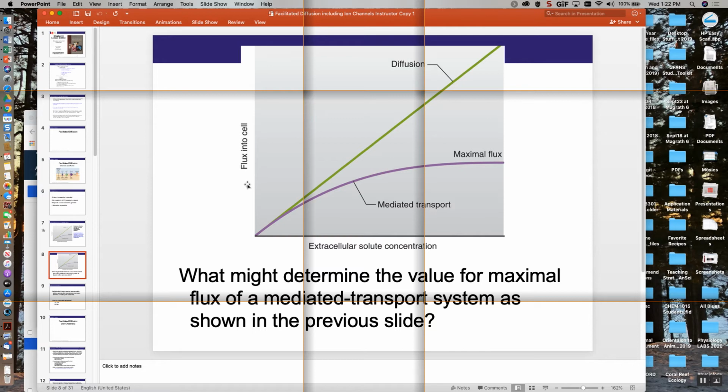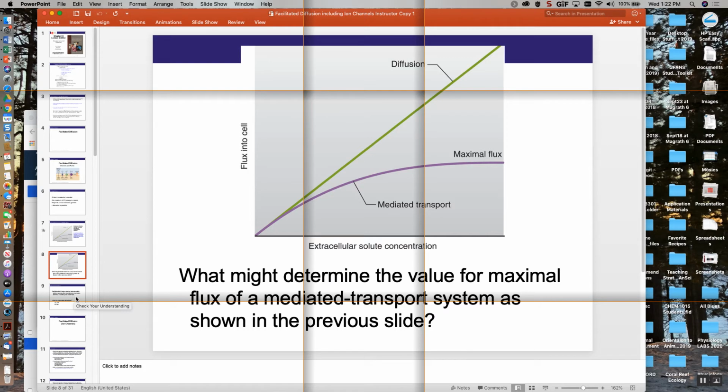Okay, so remember each one of those transporters has a turnover rate, right? So if you have a maximum turnover rate, they can't go any faster than that. So it's the number of channels or number of transporters and that turnover rate that are important.